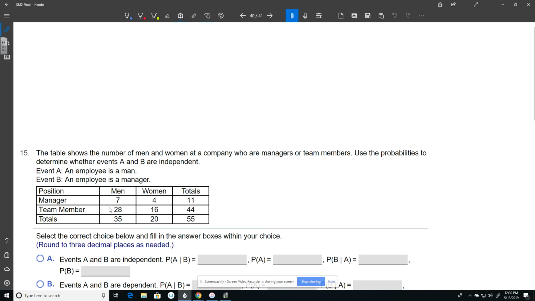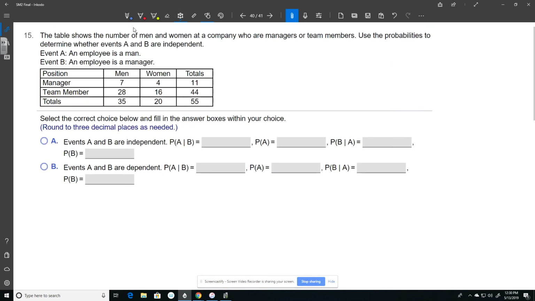All right, 15. It gives you a table, men, women, managers, team members, and a bunch of totals. And it wants you to determine if events A and B are independent. Event A is the employee being a man and B is being a manager. So what it basically wants to know is, is it more likely that you get a manager if you're picking a man, or does it not matter? Is it equally the same?